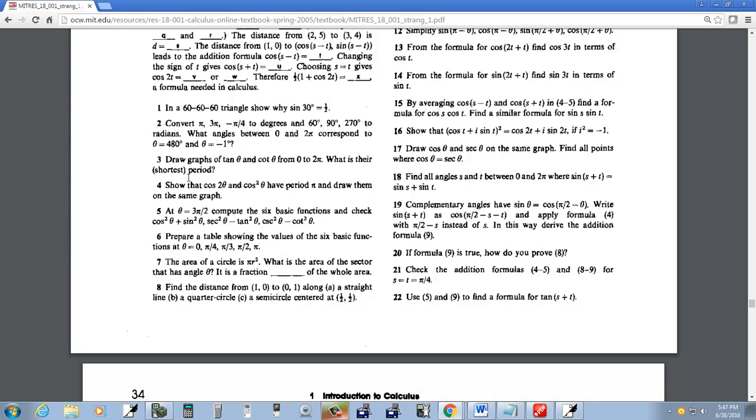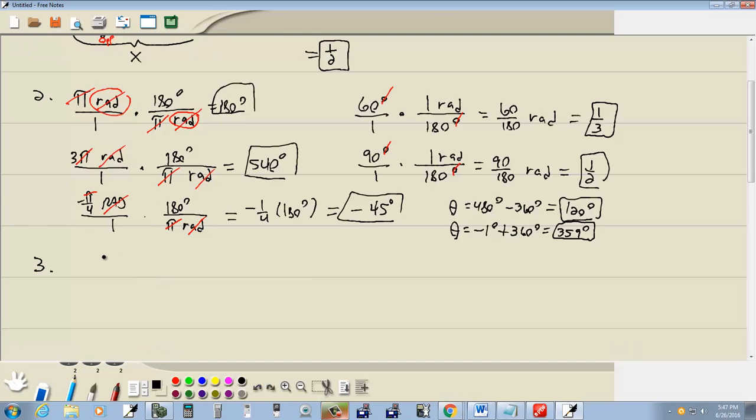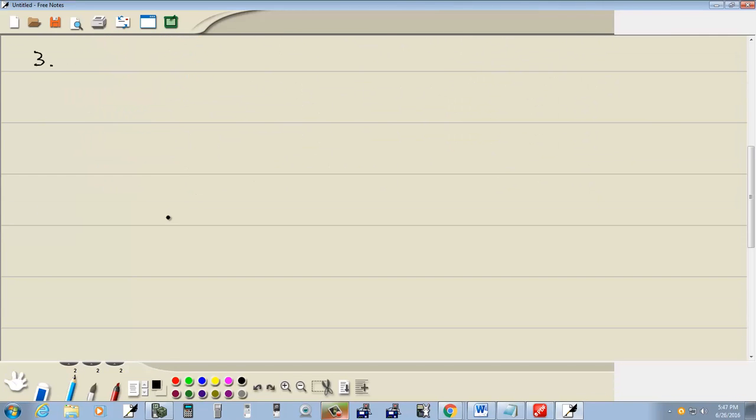Draw graphs of tangent and cotangent from 0. What is their shortest period? Not just in general. I won't do cotangent, but I'll do tangent.